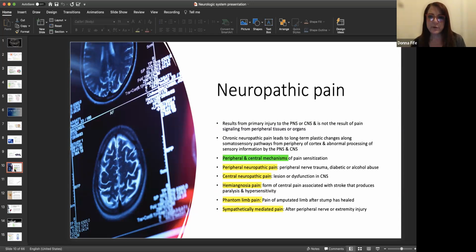And we have peripheral neuropathic pain, which is peripheral nerve trauma, which we might see in patients with diabetes or alcohol abuse. Central neuropathic pain is a lesion or dysfunction in the central nervous system. Hemiagnosia pain, which is a form of central pain associated with stroke that produces paralysis and hypersensitivity. Phantom limb pain, where there's pain in the amputated limb after that stump is healed. And sympathetically mediated pain, which is after peripheral nerve or extremity injury.